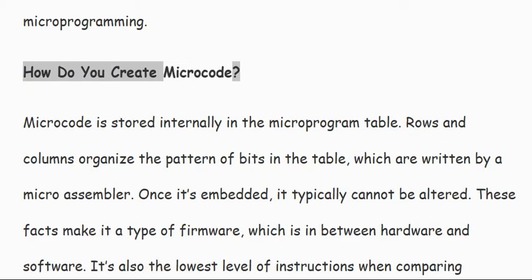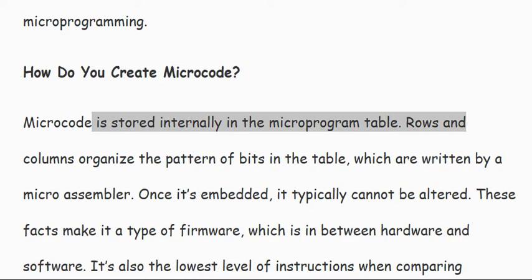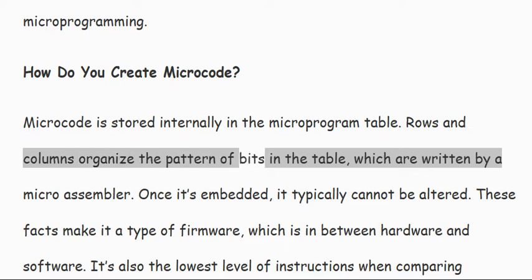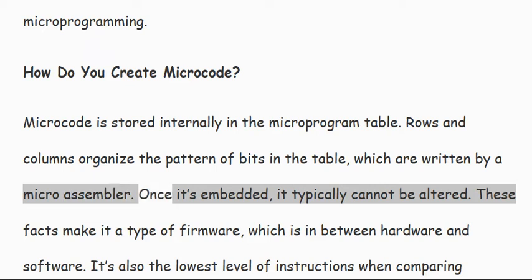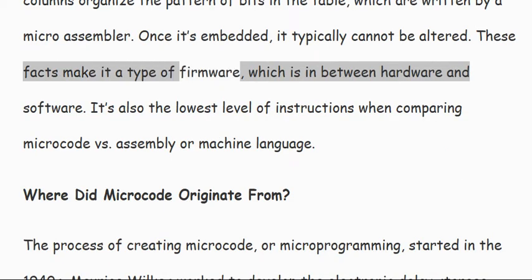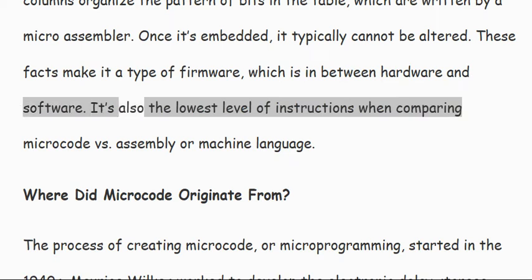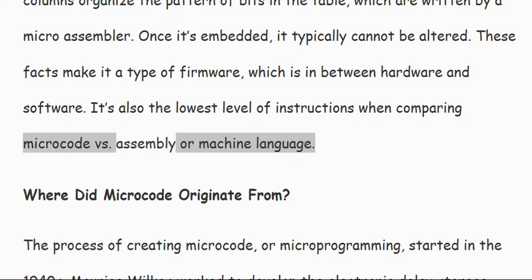How do you create microcode? Microcode is stored internally in the microprogram table. Rows and columns organize the pattern of bits in the table, which are written by a microassembler. Once it's embedded, it typically cannot be altered. These facts make it a type of firmware, which is in between hardware and software. It's also the lowest level of instructions when comparing microcode versus assembly or machine language.